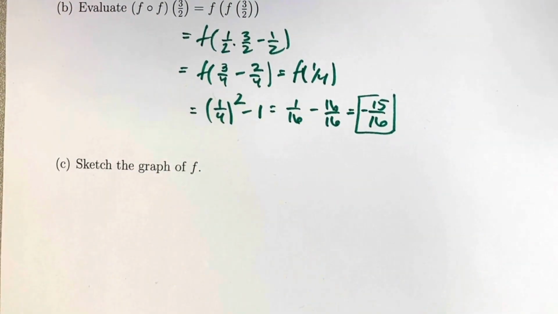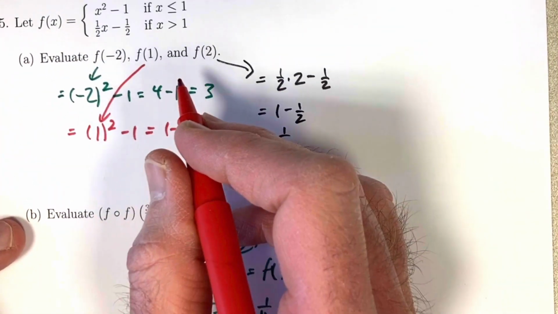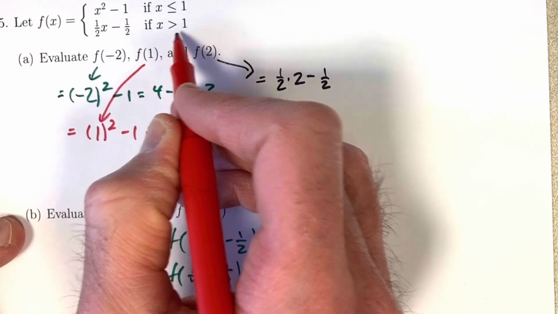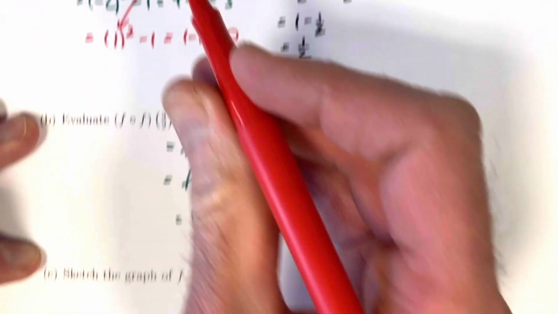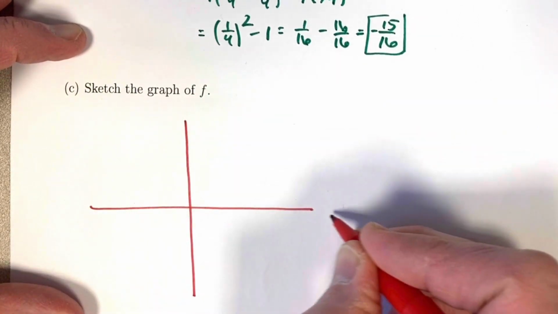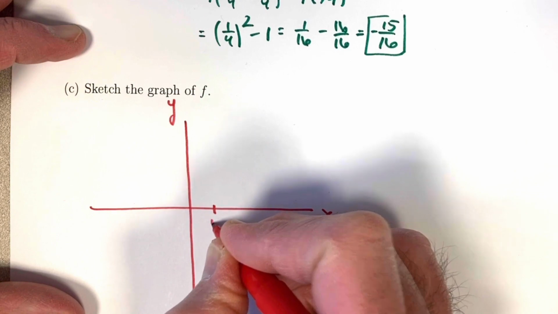Part C, sketch the graph of f. You need to think about just these two cases. The function being x squared minus 1 in this case, and 1/2 x minus 1/2 in this case. 1 is at the boundary. There's my x-axis, here's my y-axis. 1 is obviously going to be an important point.